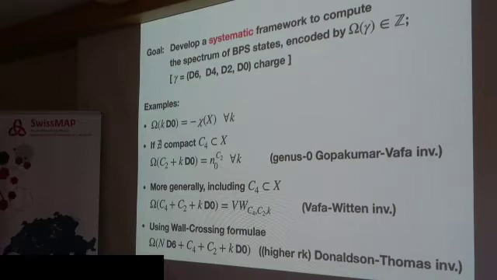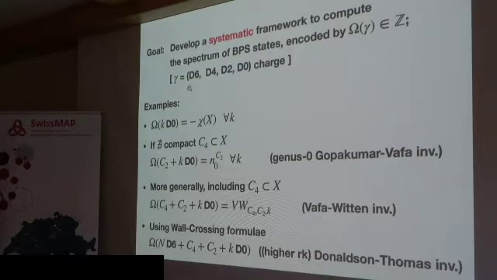On the other hand, if X does not have any compact 4 cycles, so you have a toric threefold with, say, only compact 2 cycles, then we can compute the BPS index for D2 branes wrapping the compact 2 cycle bound to an arbitrary number of D0s, and we can check that this coincides with genus 0 Gopakumar-Vafa invariants. So that's a nice check.